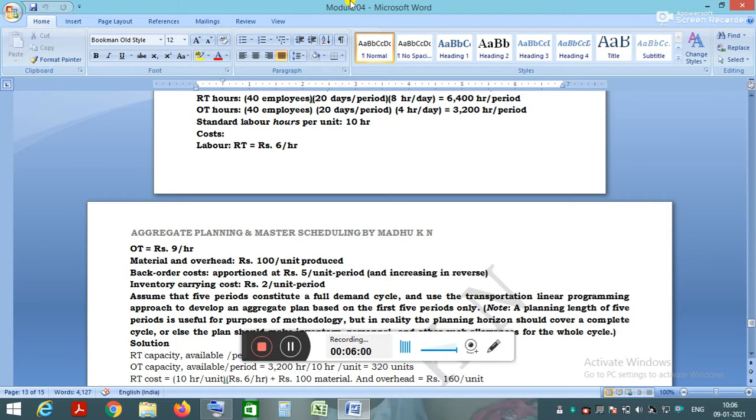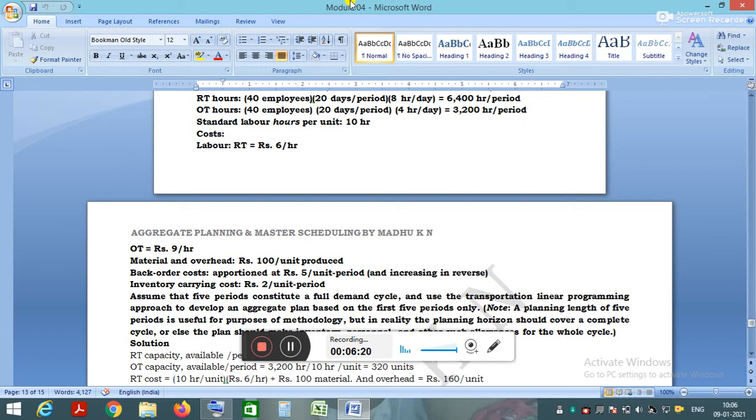Inventory carrying cost means that if in a month the orders were less than the capacity, the extra products stored in the warehouse cost 2 rupees per unit per month.